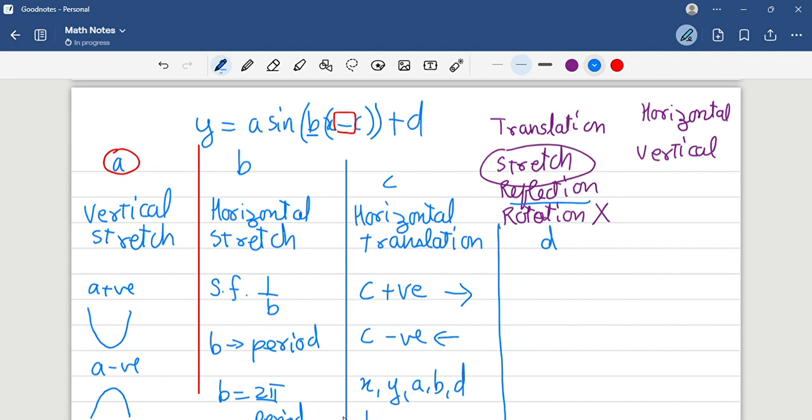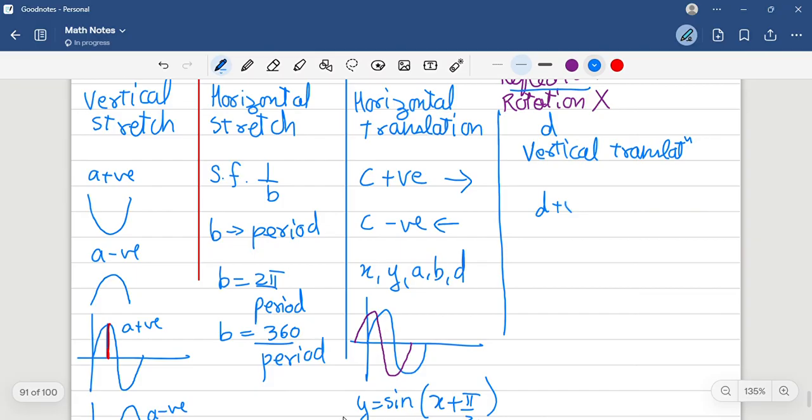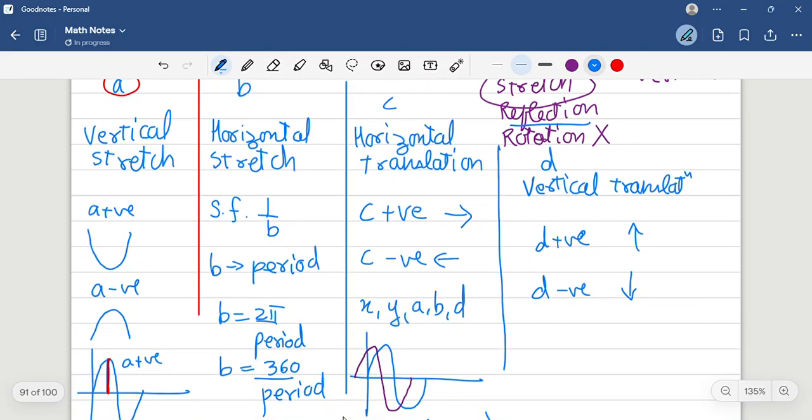Okay, next bit. Now the d value is connected with the vertical translation. So if the d value is positive, the function would go up. If the d value is negative, it should go down. And by how many units, you can get it from the graph.